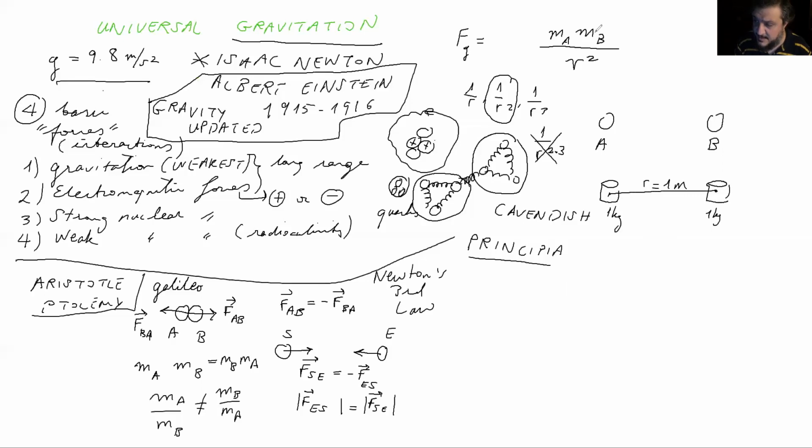So this formula now is not complete. We need a constant here, which would scale this quantity down to an experimental, real value, okay? The real value is much smaller than 1 Newton, much, much smaller. So that's number one reason why we need a constant here that would multiply MA, MB over R squared.